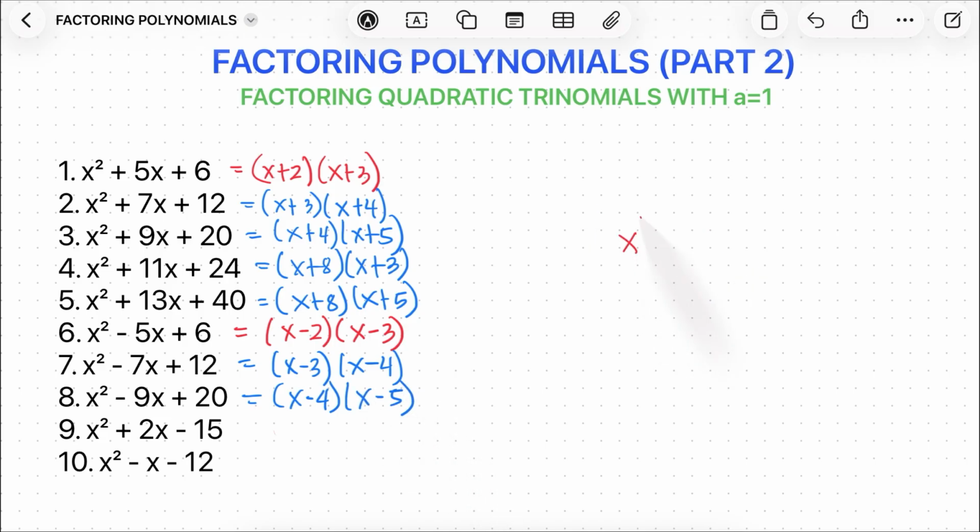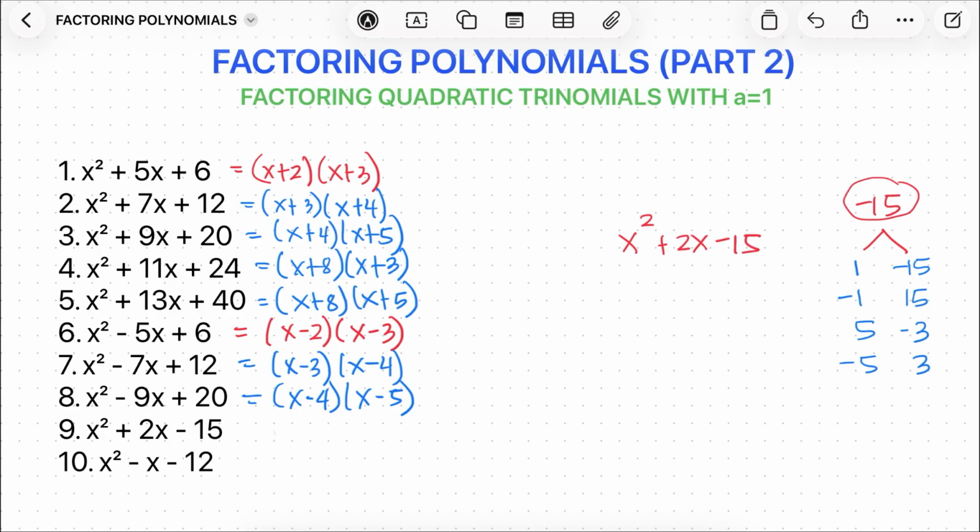Next one, we have x squared plus 2x minus 15. So we're going to find factors of negative 15 that if we add positive 2. And since negative 15, one should be positive and one should be negative. So what are the factors of 15? We have 1 times negative 15. We also have negative 1 times 15. We also have 5 times negative 3 and negative 5 times positive 3.